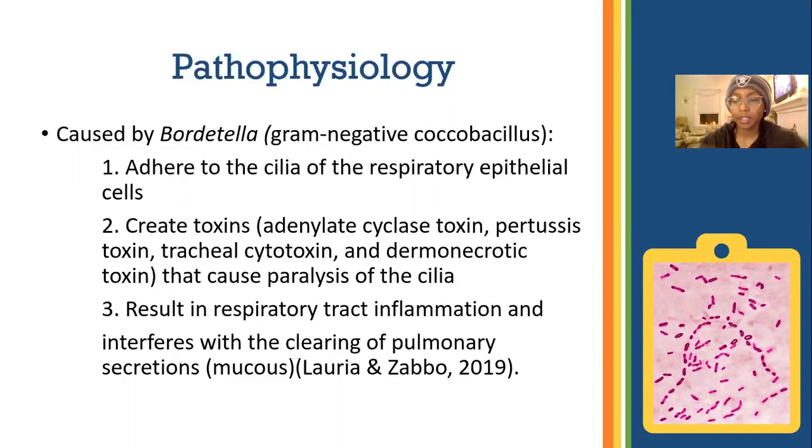Anyway, these Bordetella attach to the cilia, and they create toxins that eventually cause the cilia to stop moving, paralysis. This results in inflammation in the lungs, which is not comfortable, and it's hard to get the mucus and other secretions out of your lungs. So that is the pathophysiology. And in this little corner here, I googled a picture of what the rods look like. So that's what you got there.